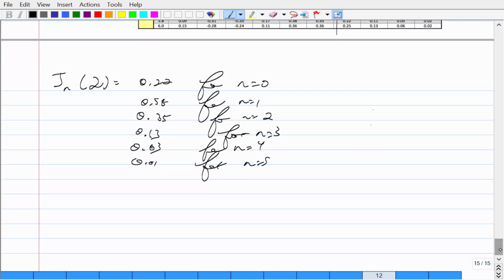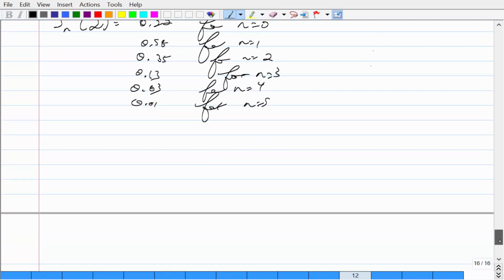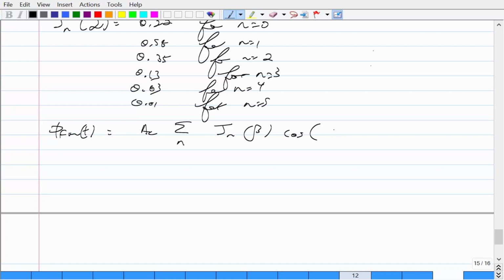So how do you plot the spectrum? It's very easy. If you remember the equation for a single tone modulated signal, this is equal to A_C summation over n, instead of going to infinity, we're going to sum over all possible values of n, of the Bessel coefficients, and then cosine, in omega_c. Okay, so that's the Bessel coefficients integrated into your spectrum here.